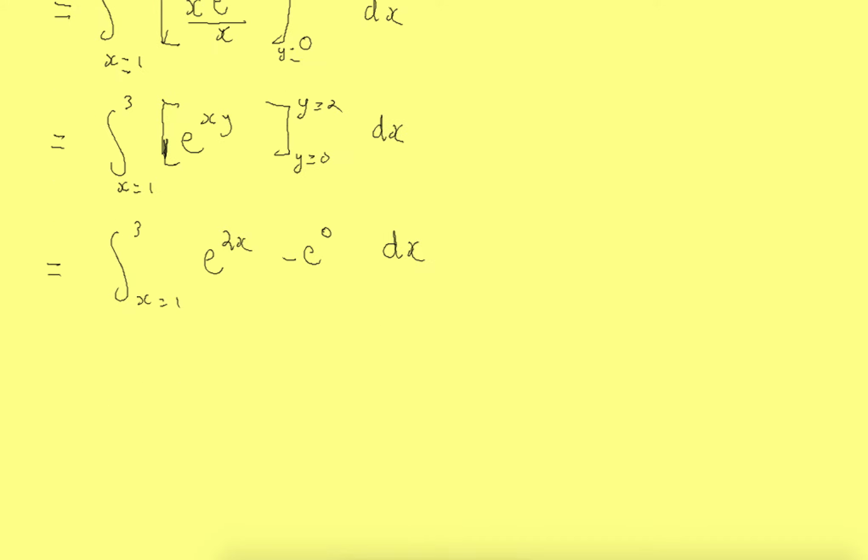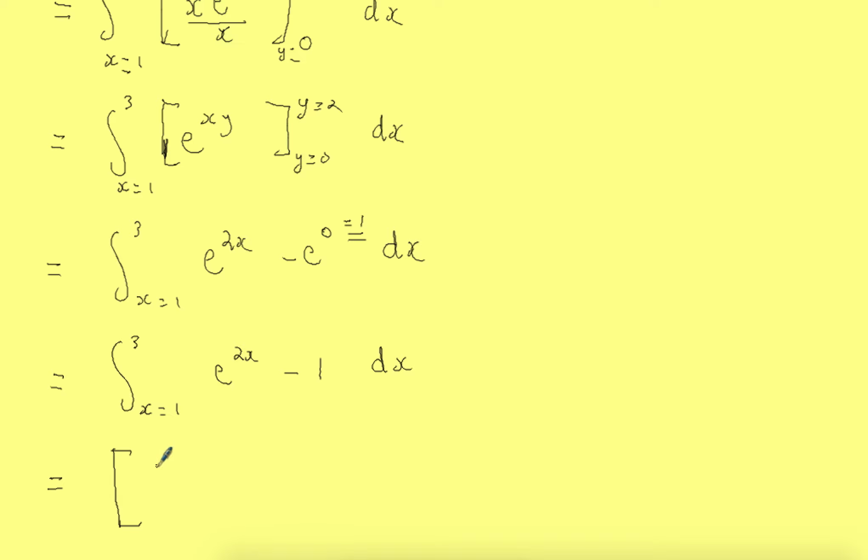Okay, which just becomes e to the power of 2x, take away 1 dx. Because remember, e to the power of 0 is 1. Now that's one of the critical things that we've learned throughout all the maths. Right, so now I'm going to integrate it again.